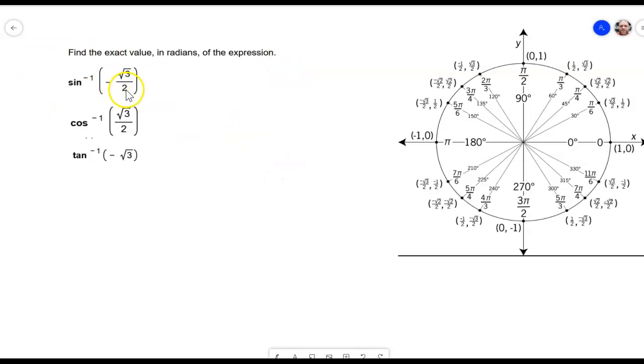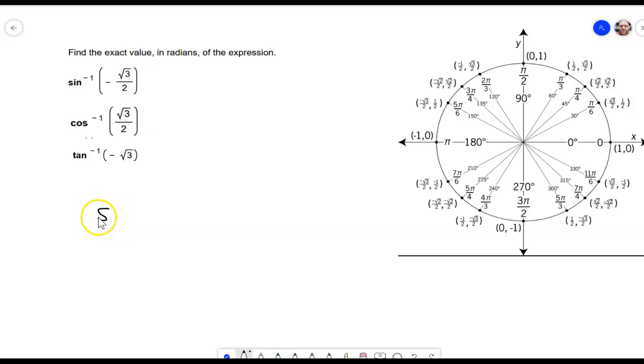So for the first one, well, before we even really do these, we're going to have to talk about what the actual inverse trig function means. Let me give you a quick example. I'll put this on the pen here.